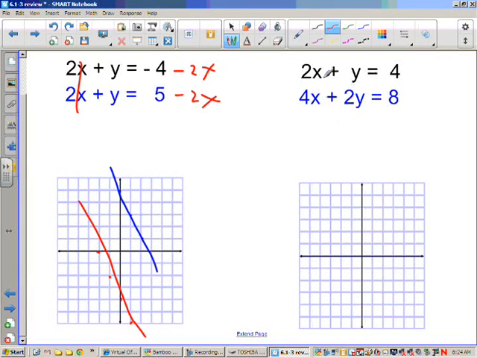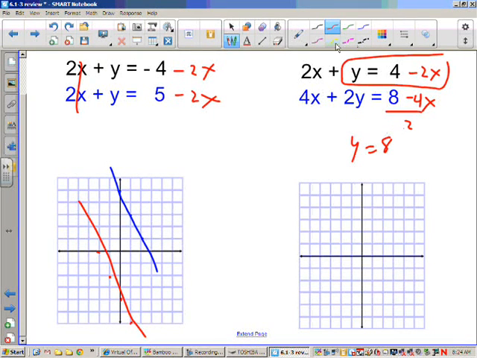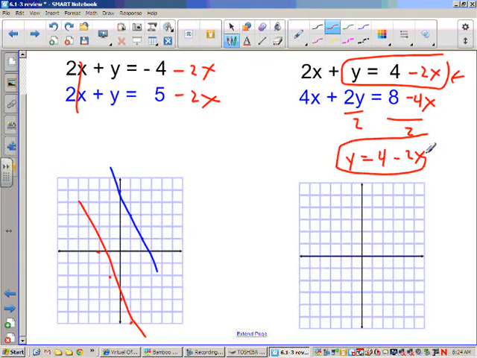Come over here and do the same type of work. I get minus 2x, so y equals 4 minus 2x. Subtract the 4x and divide by 2. I get y equals 4 minus 2x. If you have y equals 4 minus 2x for the top equation and y equals 4 minus 2x for the bottom equation, clearly you've got the same equation. So we're going to have every dot working for both of those equations.